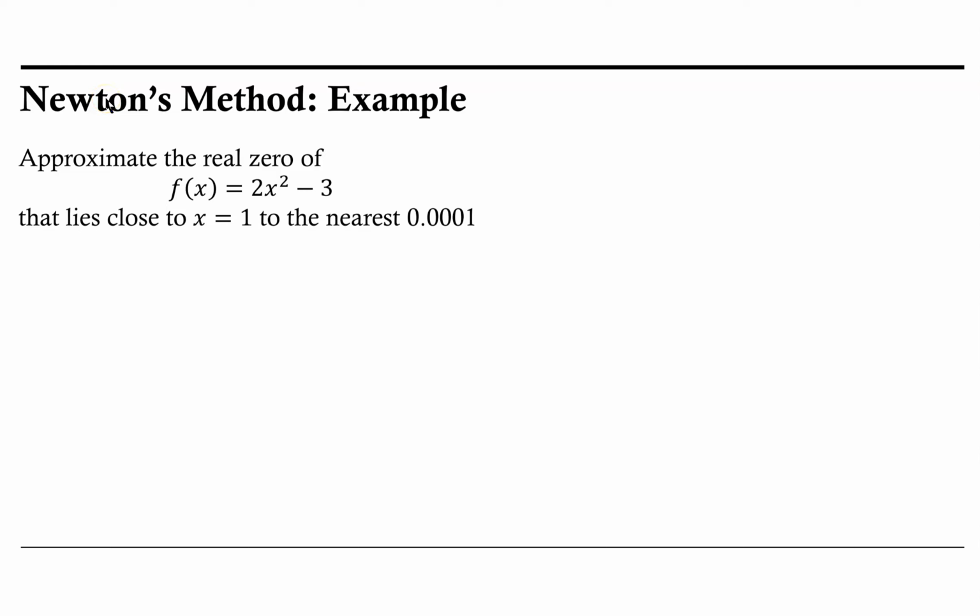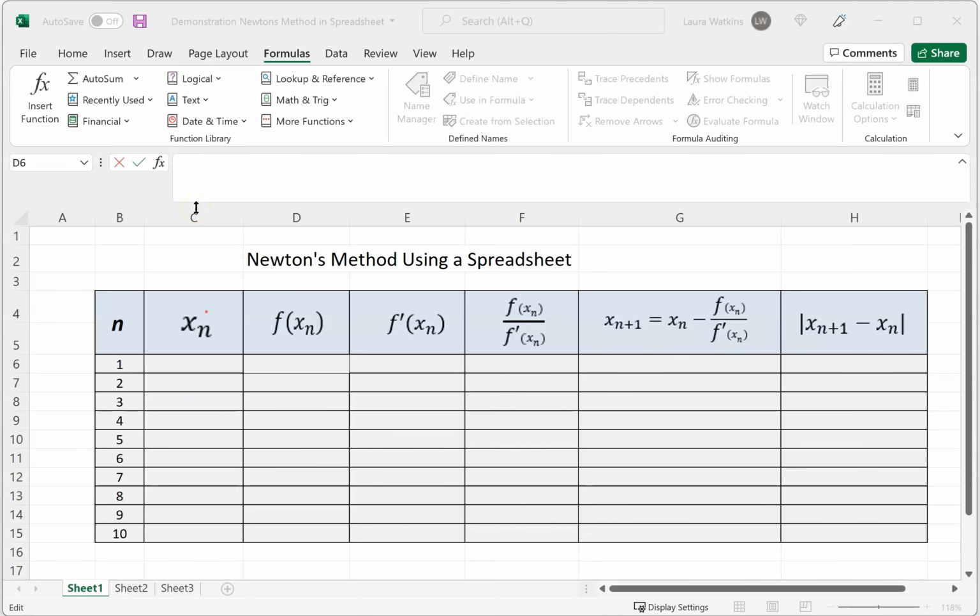Welcome. Let's take a look at applying Newton's method to solve a problem, in this case to approximate the real zeros of a function using a spreadsheet. So when we're using a spreadsheet, we'll want to calculate a variety of quantities. So here is a spreadsheet that I've set up that has columns representing all of the quantities I need to know in order to implement Newton's method.